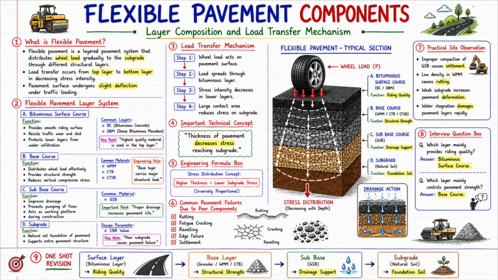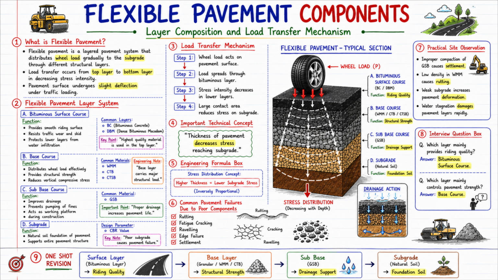CBR value. See the keynote below. Poor subgrade causes pavement failure. And this is the actual field truth. No matter how premium the pavement above is, if there is weak soil below, the pavement will eventually fail. Now let us look at the third topic of the slide.